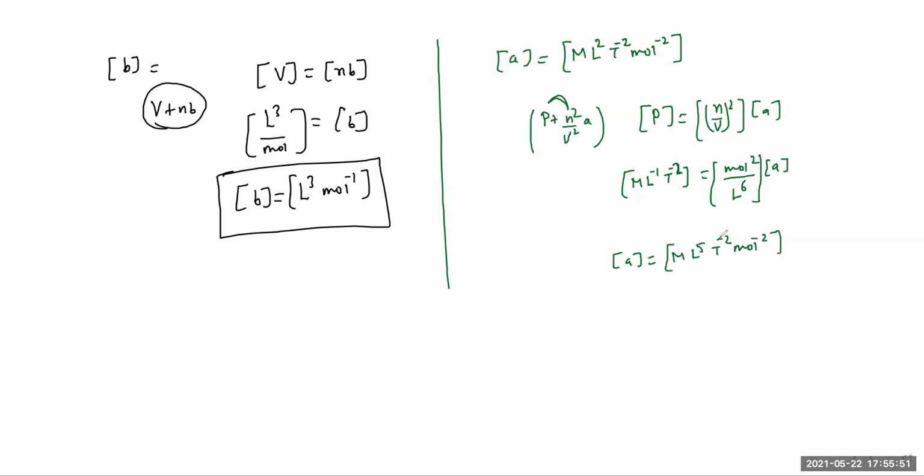So there is a slight change. I think you have missed the squaring. Yes, sir. Volume square becomes L power 6. So that's why the dimension of A is this much. I hope it's not very difficult.